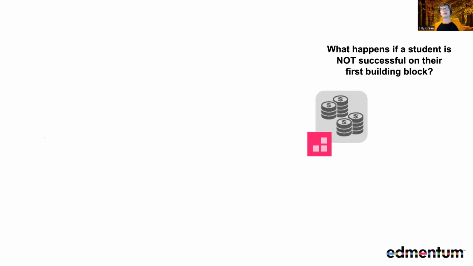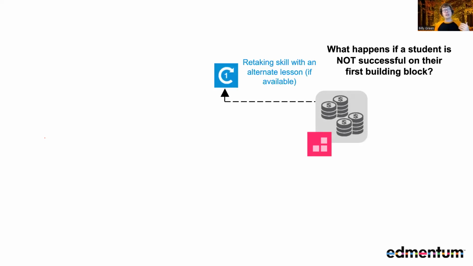However, there are times where the student is not going to be successful on the building block. They're going to take the first skill, they're going to fail it. They're going to do a redo, they're going to fail it. They're going to get the building block, they're going to fail it. If they fail that building block, there might be an alternate version of it.